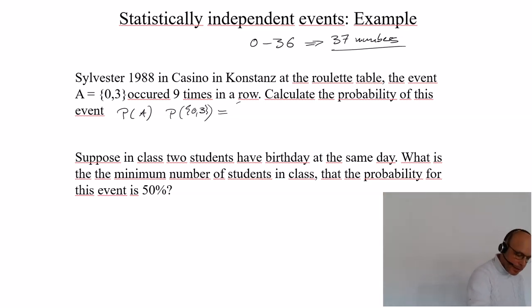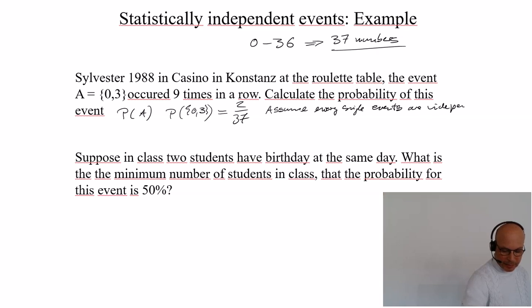Well, the probability is then, of course, 2 over 73. And now assume every single event is independent. Then what is the probability that 9 times in a row 0 or 3 is happening?